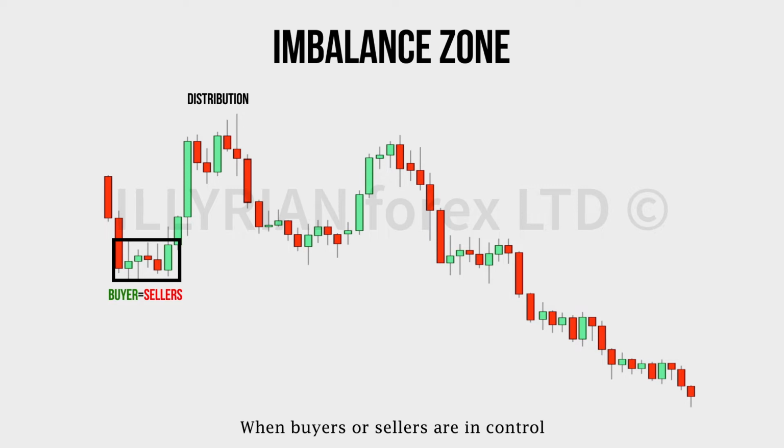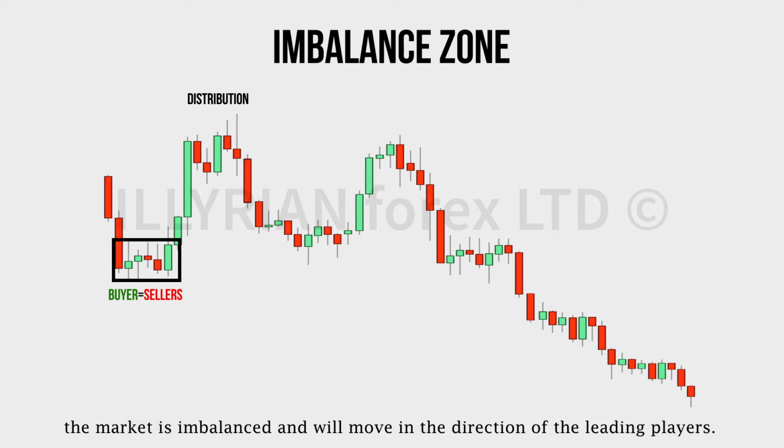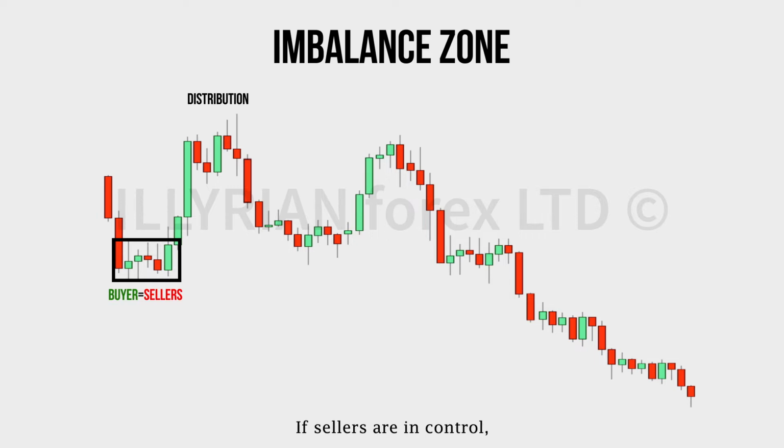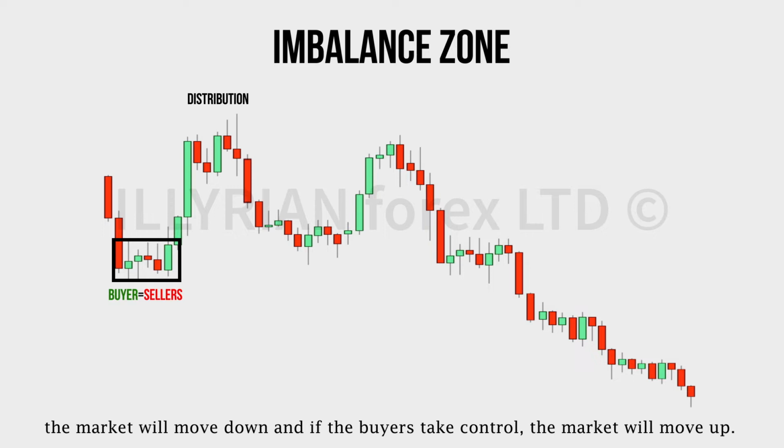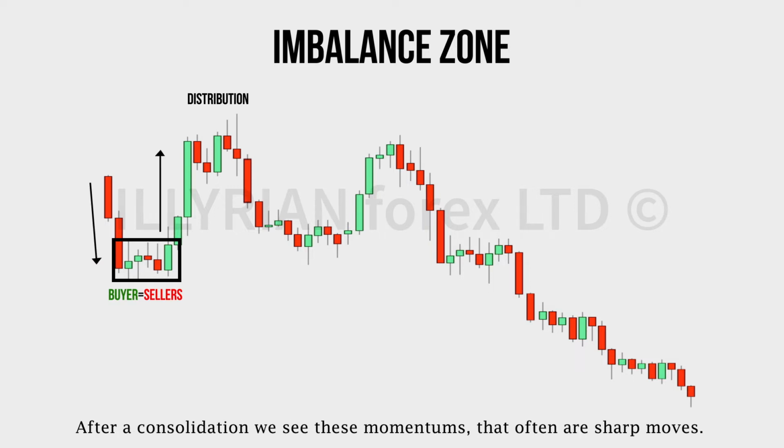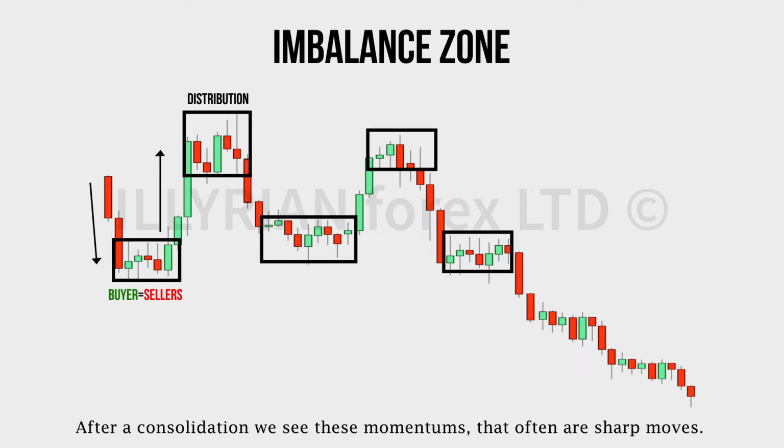Imbalance area. When buyers or sellers are in control, the market is imbalanced and will move in the direction of the leading players. If sellers are in control, the market will move down, and if the buyers take control, the market will move up. After a consolidation, we see these momentums that often are sharp moves.